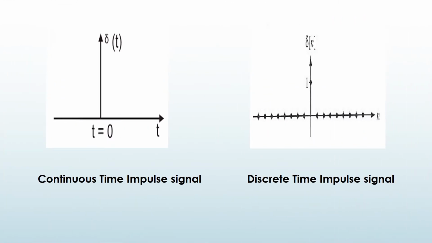Okay, so here shown the continuous time impulse signal and discrete time impulse signal. The continuous time signal, that is del of t, and the discrete impulse signal, that is del of n, which is having value 1 for n equal to 0 and 0 for n not equal to 0. Okay, so that's about the unit impulse function.